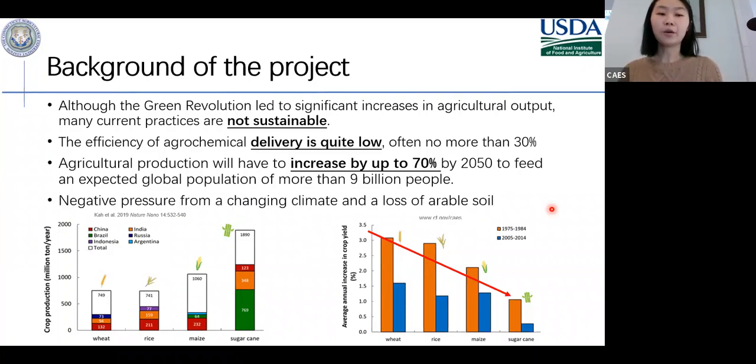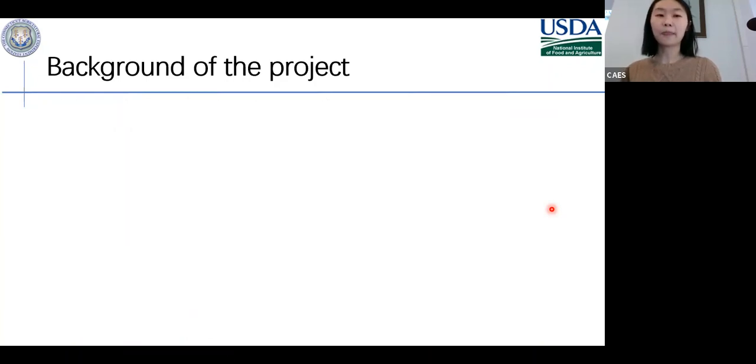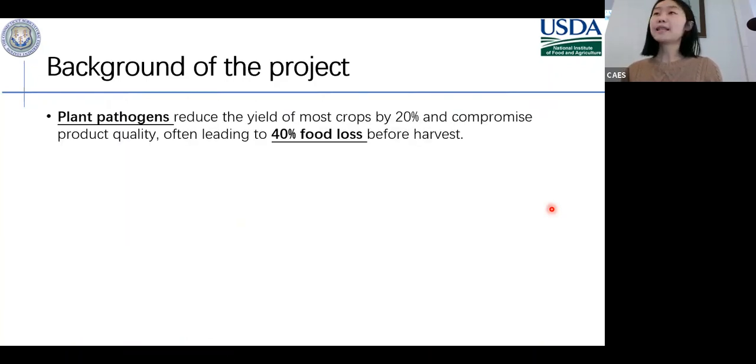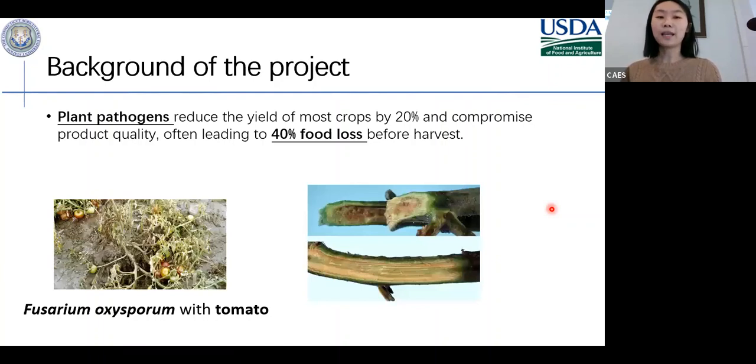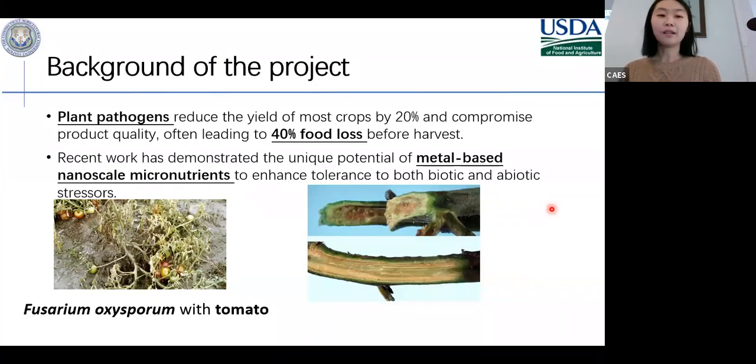And also, as we know, the changing of the climate may negatively impact the yield of agricultural crops. Besides that, plant pathogens also can reduce the yield of most crops. And here, what I've started with is Fusarium with tomato plants, as the picture shows here.